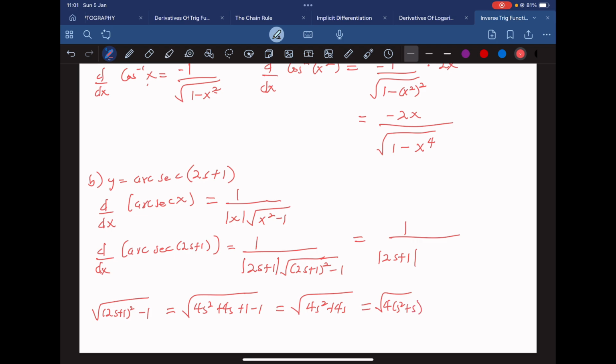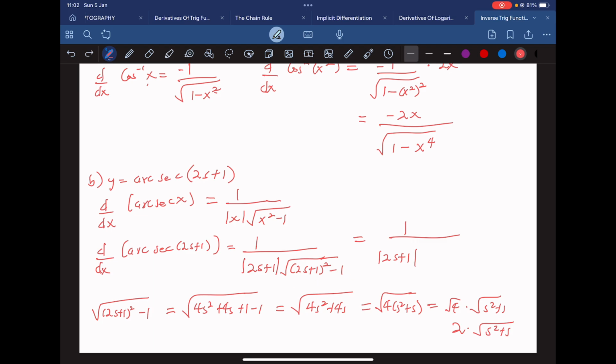plus x over here. So this is basically the same as writing root of 4 multiplying root of x squared plus x, and root of 4 is just 2, so we have 2 root of x squared plus x. So if we expand this, this is what we get.